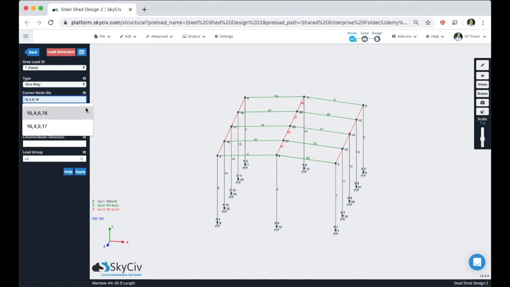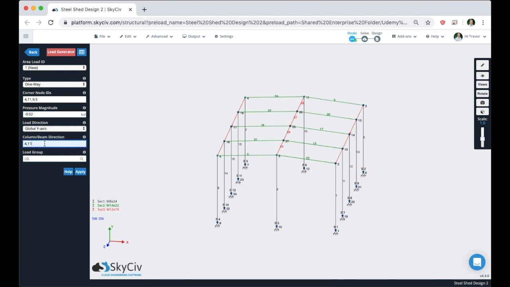Let's type in the corner nodes. You can see that those four nodes are selected. And then our pressure magnitude is in KSF, so we want to do 0.02. So that's minus in the down Y direction, the global Y axis, and this is 20 pounds per square foot.